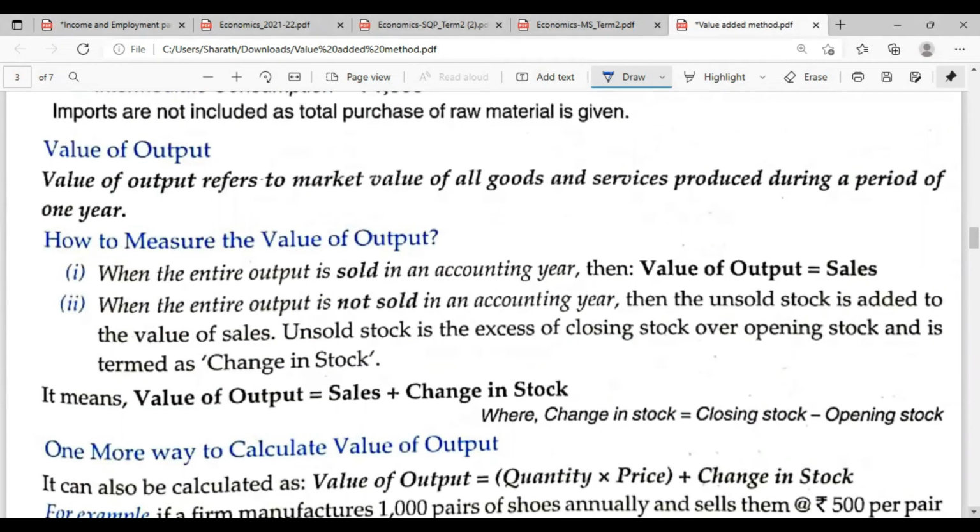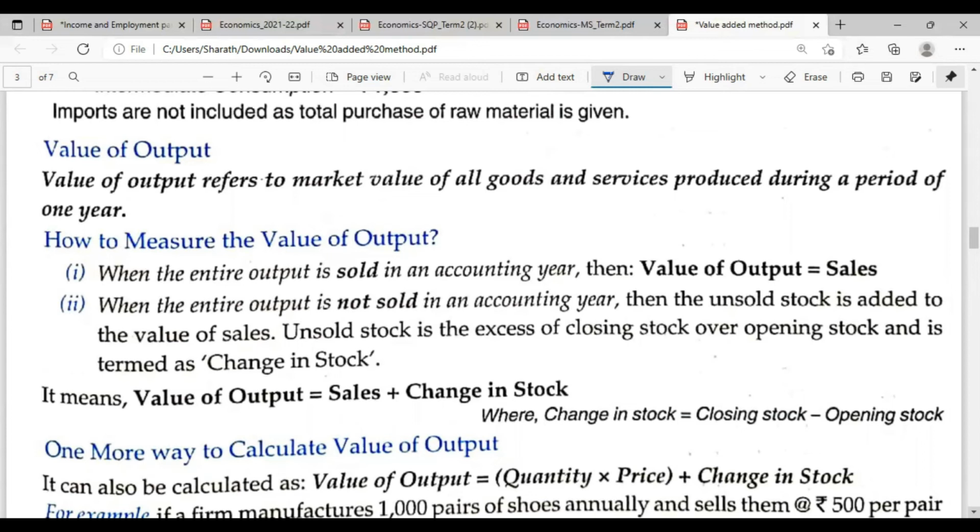So we understand what value added is, how to calculate it, and what intermediate consumption is. We have another element called value of output. As I already told you, value of output is nothing but the market value of all the goods and services which firms are selling in the market. It is the final value decided by the firm after producing the goods and services which are ready to serve, in a given period.